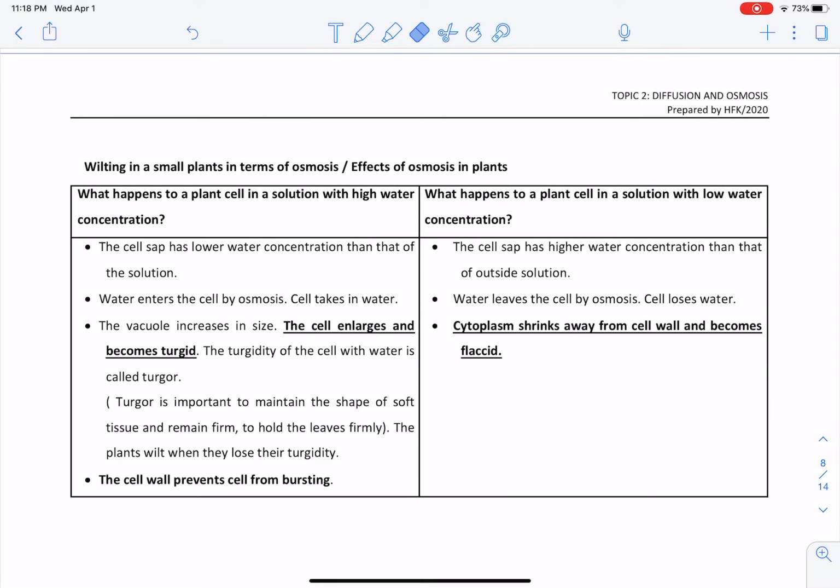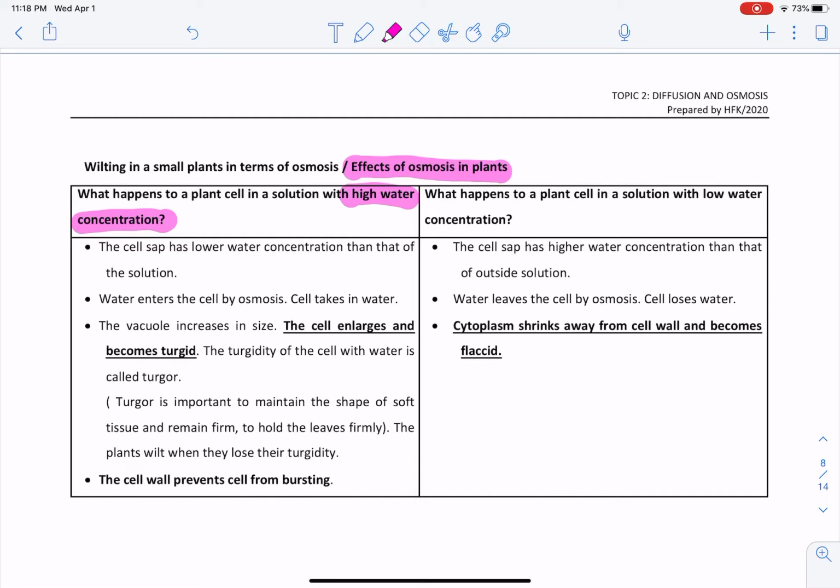Okay, now the next thing we're going to look at is the effect of osmosis in plants, or wilting in small plants. Now, what happens to a plant cell in a solution with high water concentration? Meaning, if you put the plant cell in a solution with high water content, what will happen to the plant?